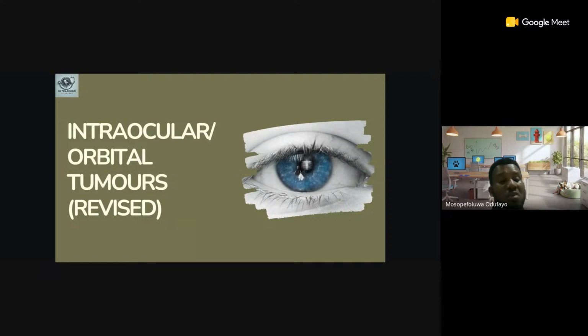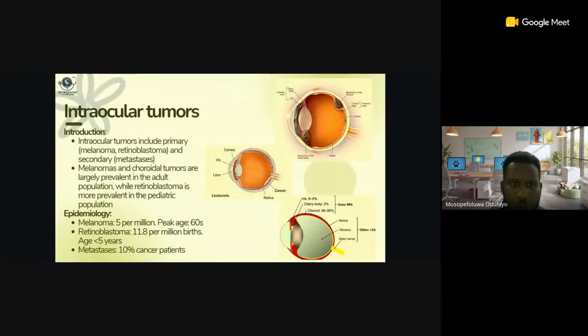Intraocular and orbital tumors. We've talked about some of these tumors already in the previous lectures yesterday. We'll just revise a few of them again. So, intraocular tumors include, and this time we'll talk about them together, not dividing them into retinal and choroidal like we did. There could be primary, which could be melanoma or retinoblastoma, and secondary, which could be metastasis. Most commonly, tumors in the eye are metastatic in origin from other places.